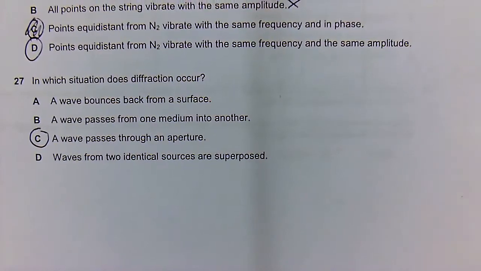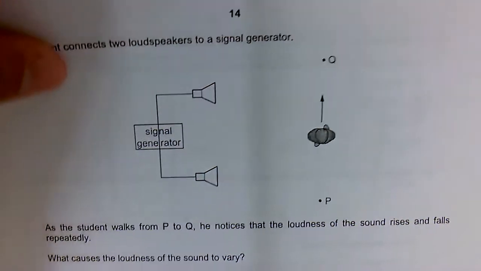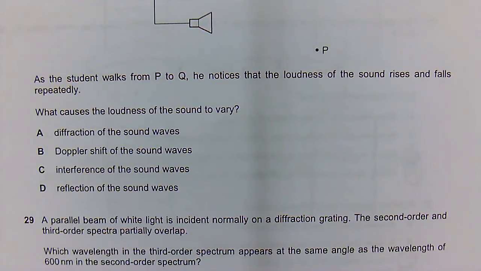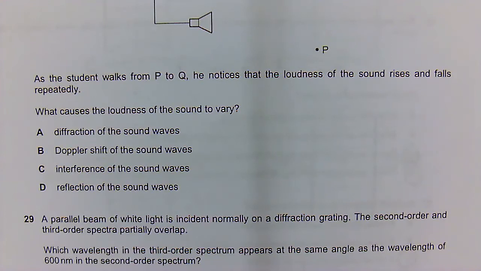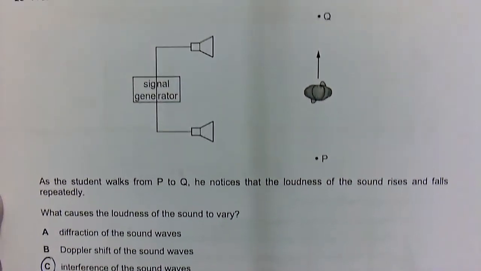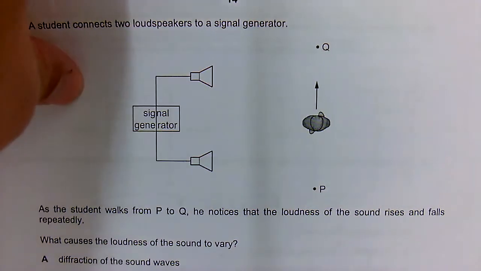Right, which situation does diffraction occur? We've done that one. On to the next one. We've got two-source interference by the looks of it, just by looking at the picture. A student connects two loudspeakers to a signal generator. As the student walks from P to Q, he notices the loudness of the sound rises and falls repeatedly. What causes the loudness of the sound to vary? Well, it's interference. That's dead easy. Apparently, on a survey, candidates were quite concerned about this question looking difficult, but actually it was really easy.